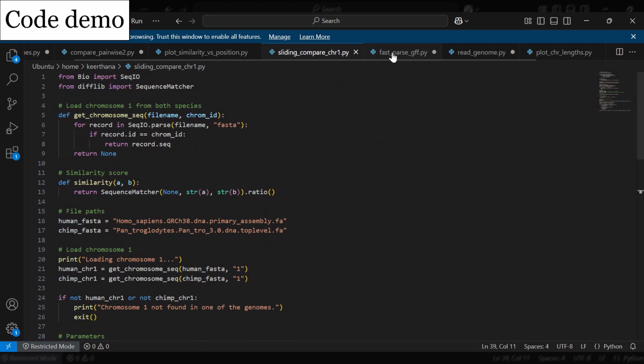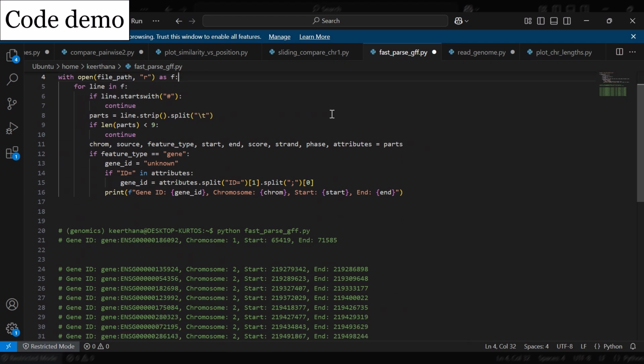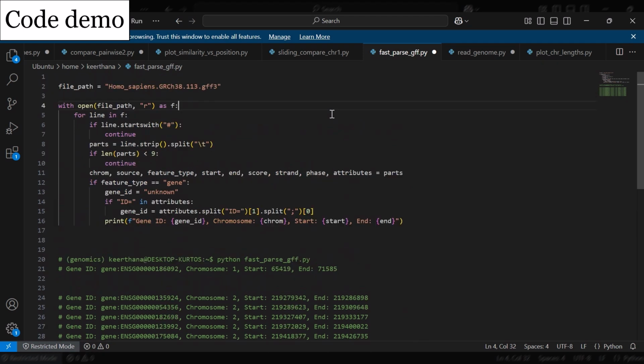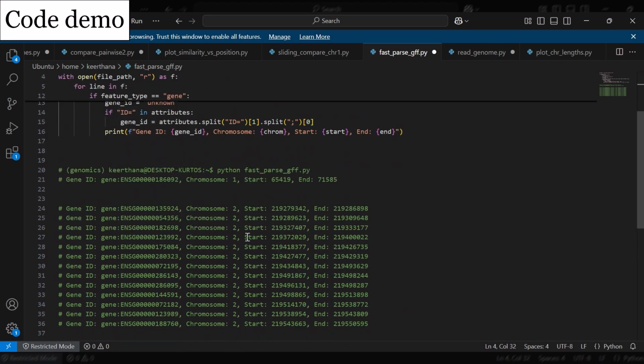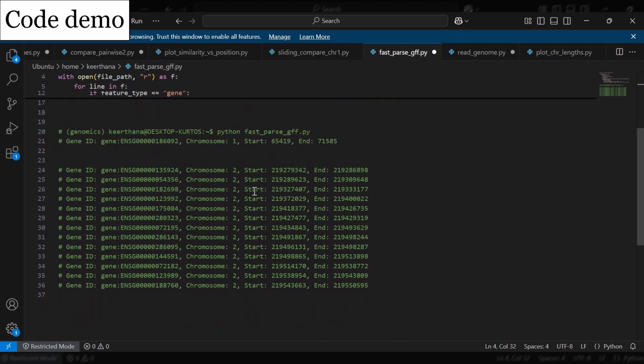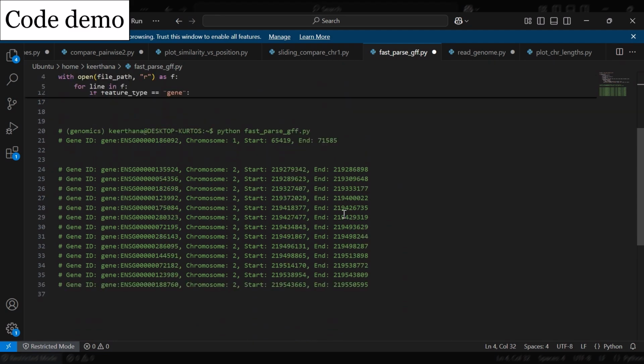The next, this is a parsing code which was used earlier. So here we open the human genome GFF3 file, and then it reads line by line and then prints the gene IDs with chromosome numbers and start and end positions. So this is the output. Chromosome numbers. This is only a little part of the output. I could only include this much. It's a big one.